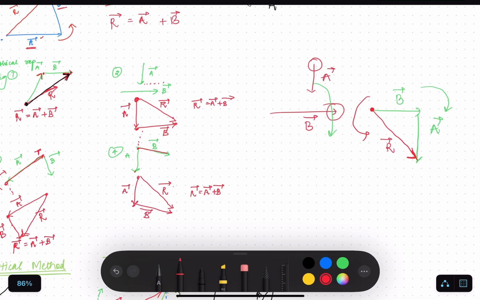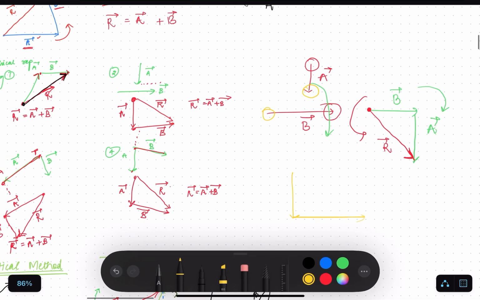If you want, you can instead join the tail of B with the head of A. You do it that way. So this is A vector, and next I'm going to shift B vector parallelly, horizontally upwards. So this is going to be my B vector. Now since this is in the clockwise direction, as we are going from A to B, the closing side would be in the anti-clockwise direction. So this is my resultant vector.